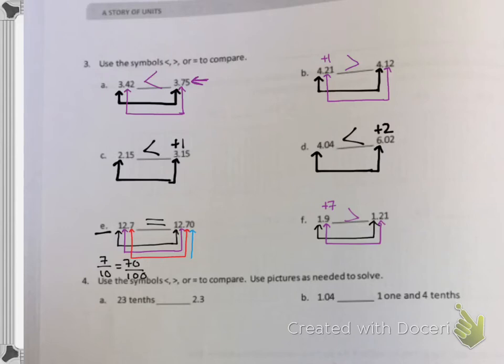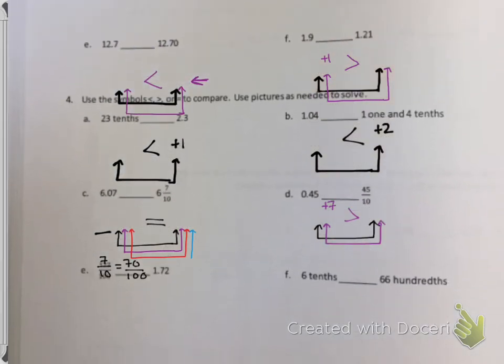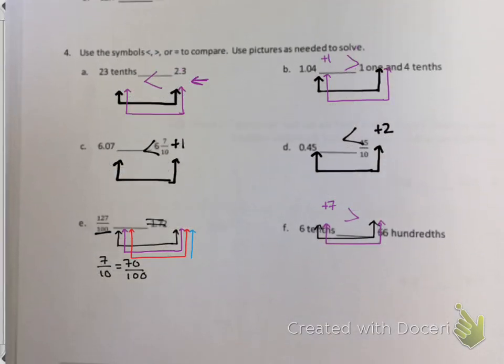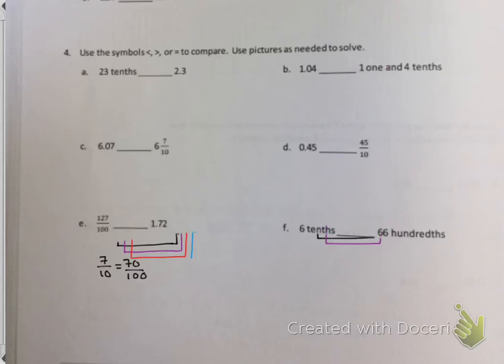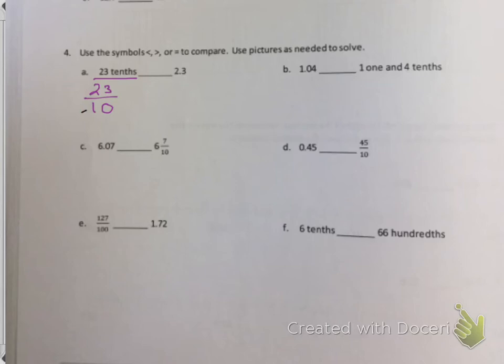But let's go to this bottom section. And this is where it gets a bit more complicated. This is where it's going to get a tad more complicated. So we have 23 tenths. So if I made that into a fraction, it would look like this. 23 tenths.